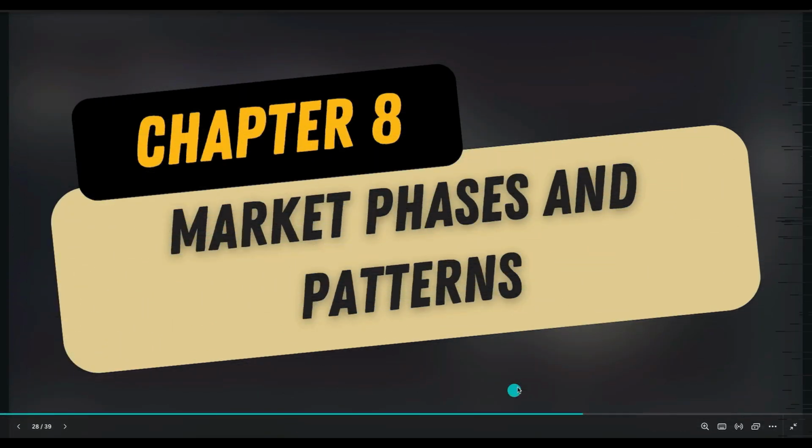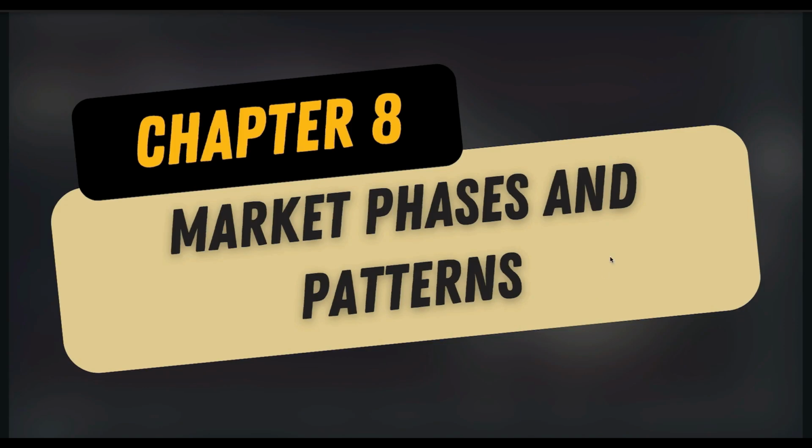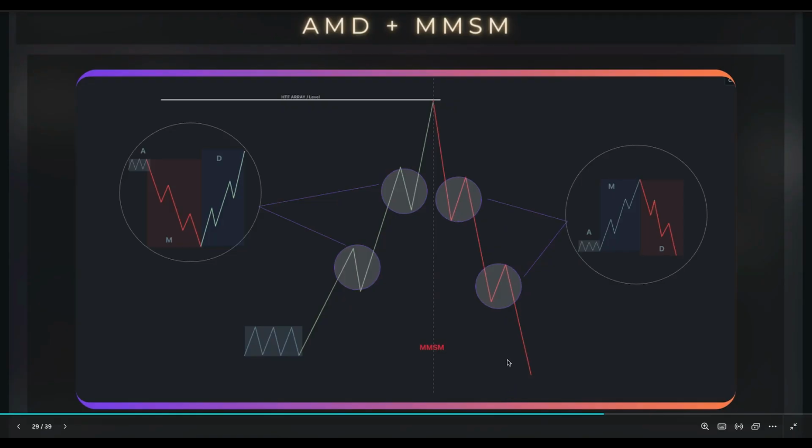Okay, now chapter 8, market phases and patterns. This is going to be pretty good. All right, so AMD and market maker sell model.